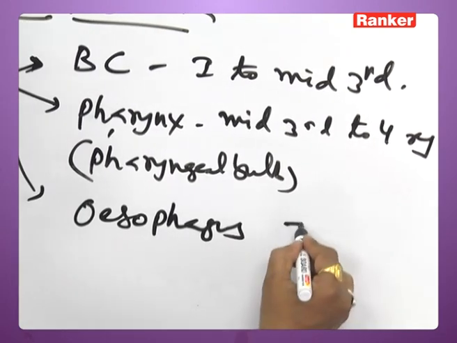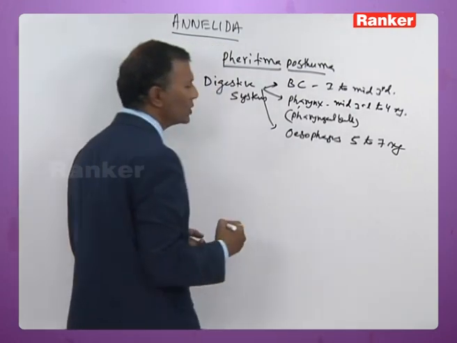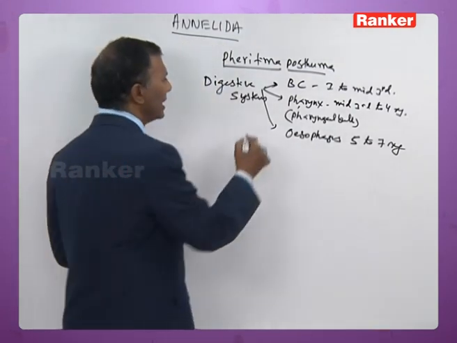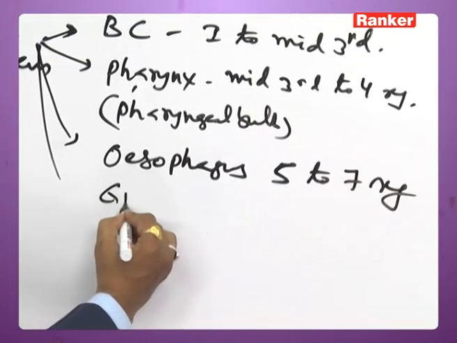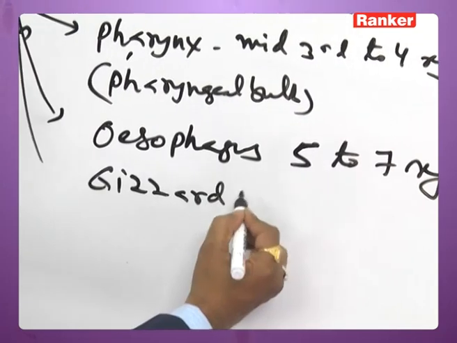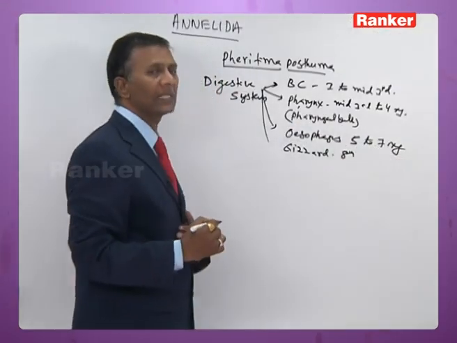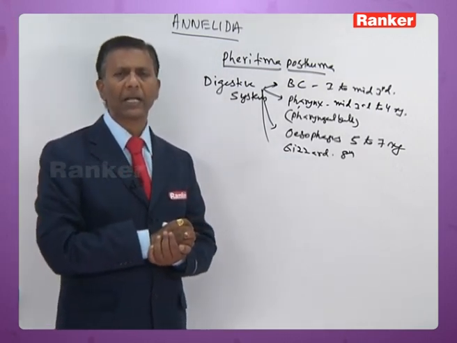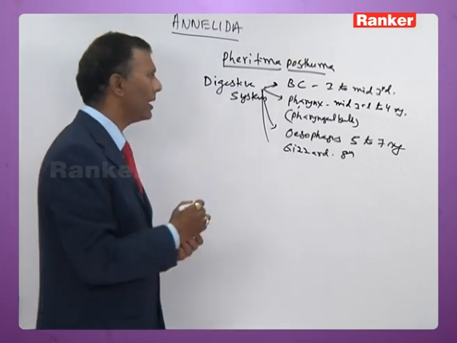Esophagus extends from the 5th to the 7th segment. Esophagus just helps in conduction of food and doesn't secrete any enzymes. Esophagus is followed by the gizzard. Gizzard lies in the 8th segment. It is highly muscular, made up of circular muscles, internally lined by chitinous cuticle, and acts as a grinding mill.